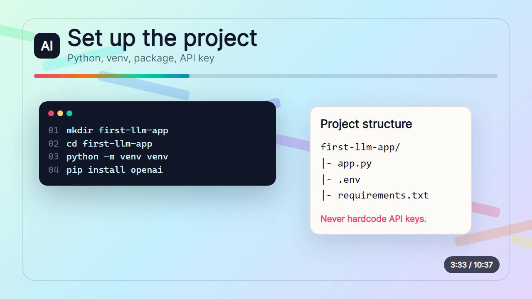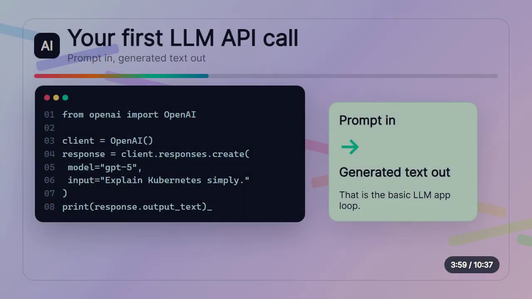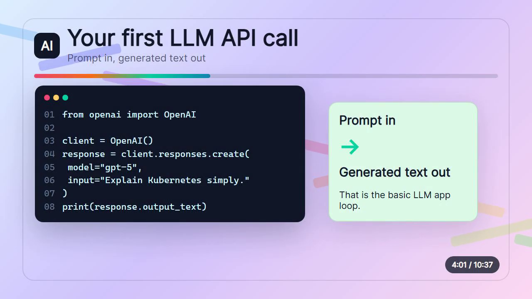Now let's make the first LLM API call. In app.py, import the client library, create a client, send a prompt to the model, and print the output. The input can be something simple, like, explain Kubernetes in simple terms. That's it. You just built your first LLM application. The application sends a prompt to the model and receives a generated response.